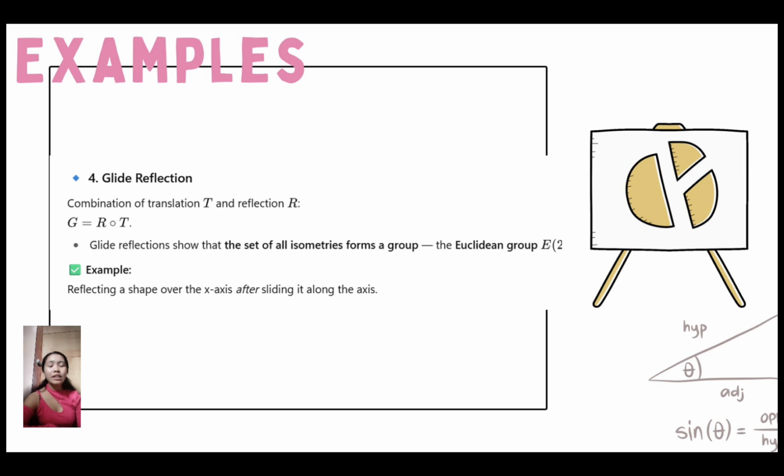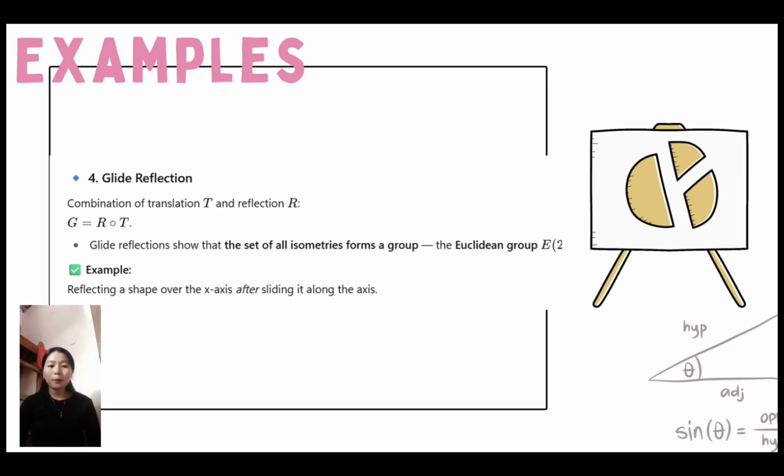You first slide the figure along a straight path, that's the translation, and then reflect it across a line parallel to that path. So meaning glide reflection is the combination of a translation and a reflection. For example, imagine walking forward along the beach and seeing your reflection in wet sand. As you move, your reflection appears right beneath you.